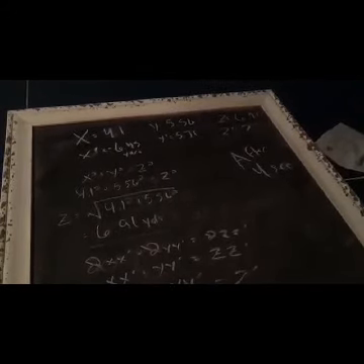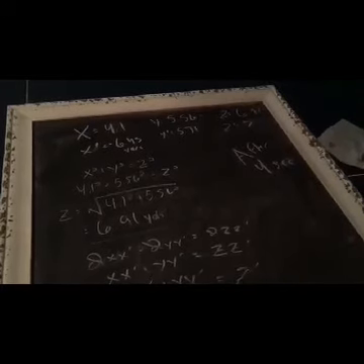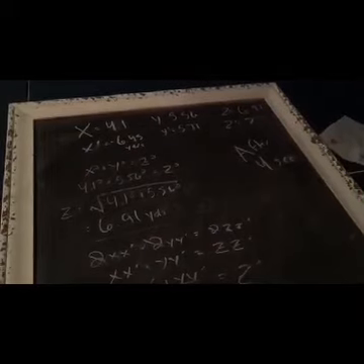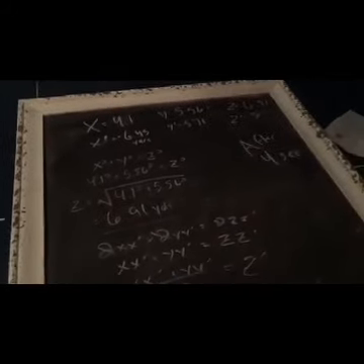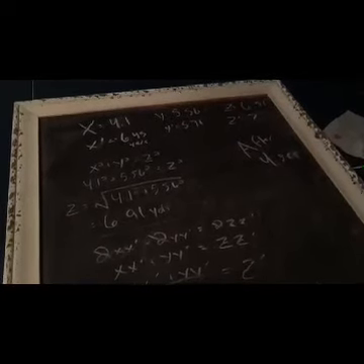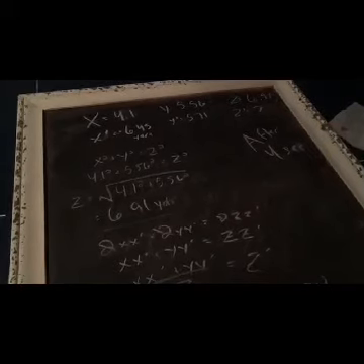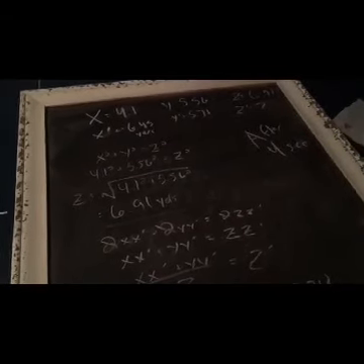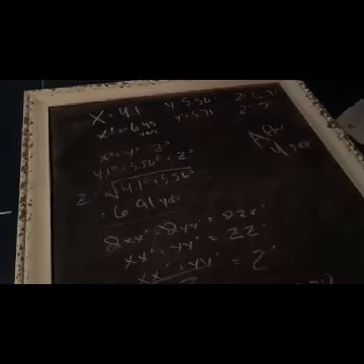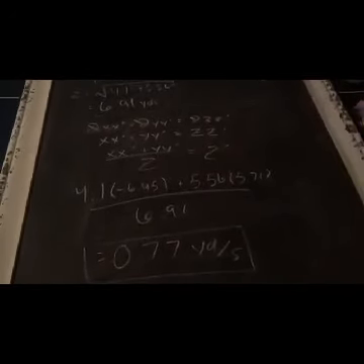X prime is negative 6.45 yards per second, as that is Josh's rate, and it's negative because he's traveling towards the point of reference. Y is 5.56 yards. That's just the vertical difference between Josh and Nico. And Y prime is 5.71 yards per second again, as Nico is traveling the same rate as he was in the first part of the problem. And for Z, you solve by doing the Pythagorean theorem, and you end up getting 6.91 yards.